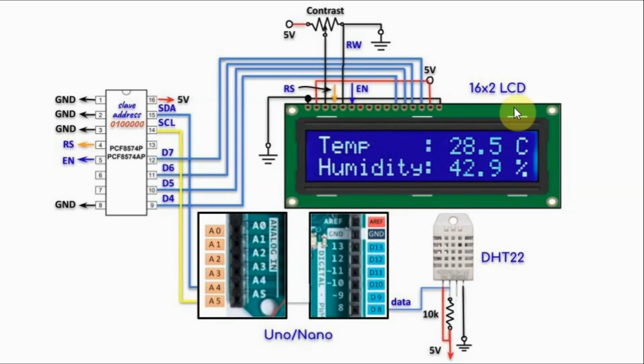We have the 16x2 LCD interfaced with the PCF8574, where the data lines are connected to the most significant nibble of the port. The enable is connected to pin 5. Register select is connected to pin 4. And we have the PCF interfaced with the Arduino using I2C connections. And we also have a DHT22 sensor connected to a digital pin of the Arduino.